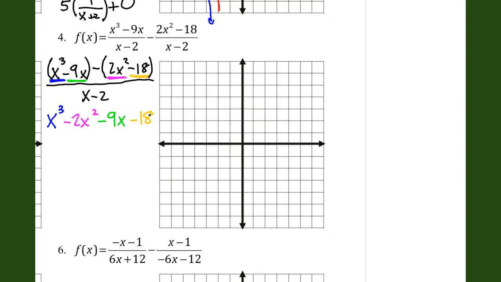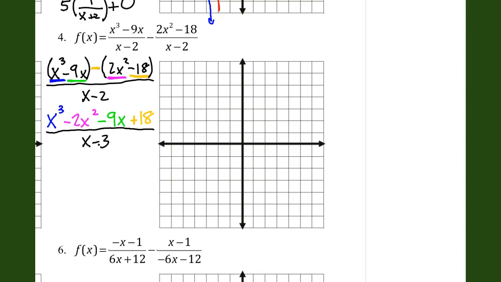How's that look? Good? Is it positive 18 or negative 18? Positive, minus. Very good. Again, that's going to be the most common mistake, so that's why I keep on putting it out there so you still look for it. Okay? All over x minus 2.